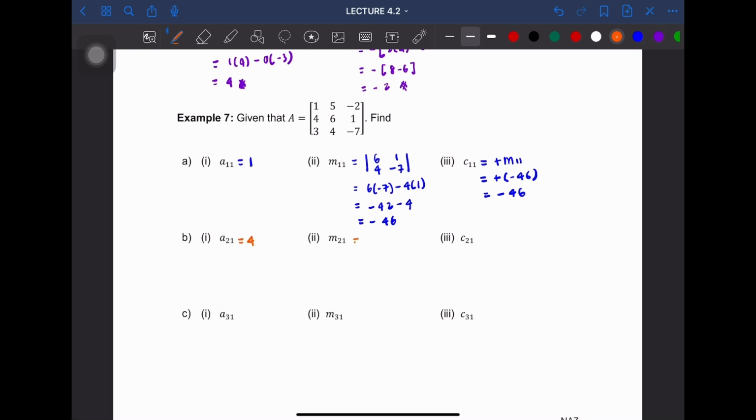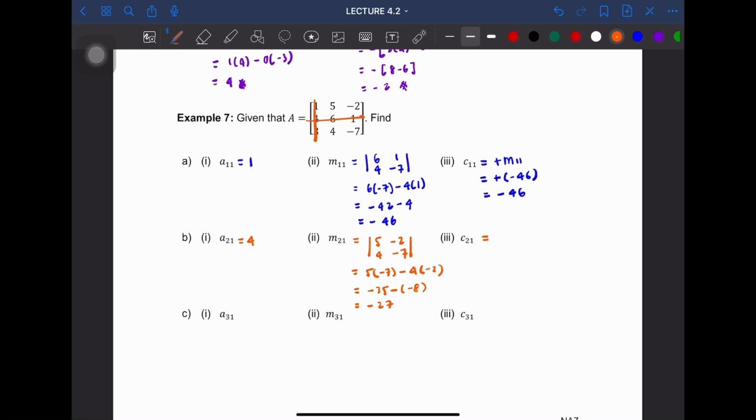Okay, and then for the minor to 1, you have to find the determinant when you delete the second row and first column. So what's left are these elements: 5, negative 2, 4, negative 7. Using formula AD minus BC, you're going to get negative 35 minus negative 8, equal to negative 27.